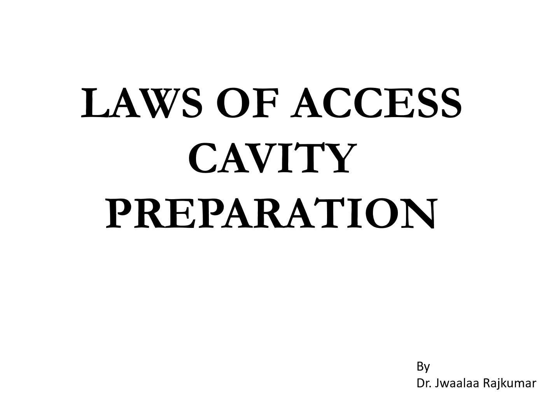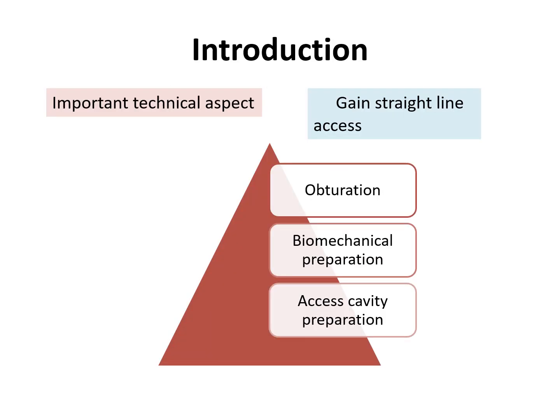Now, in order to facilitate the root canal procedure, we have a triad: access cavity preparation, followed by biomechanical preparation and obturation. In these steps, the first important technical step is the access cavity preparation, which will enable one to gain a straight line access to the apical foramen. By definition, an access cavity is the opening prepared in a tooth to gain entrance to the root canal system for the purpose of cleaning, shaping and obturating.